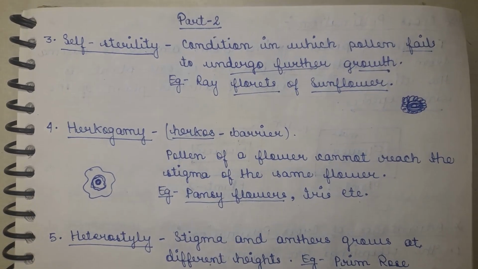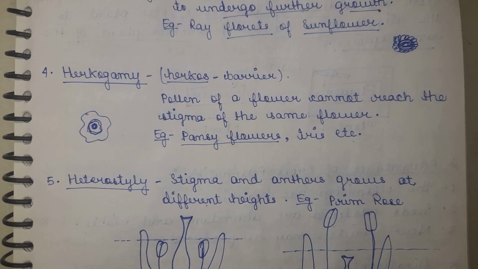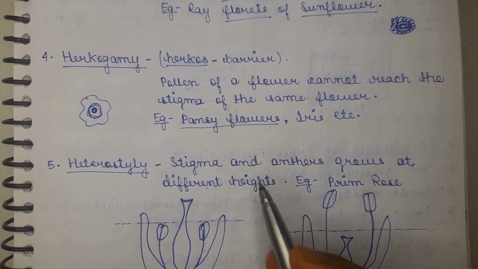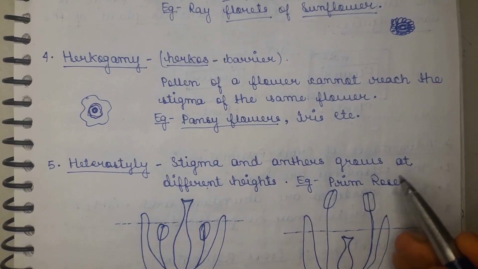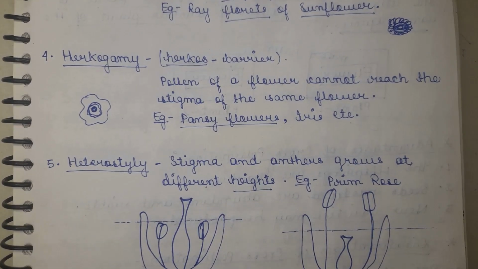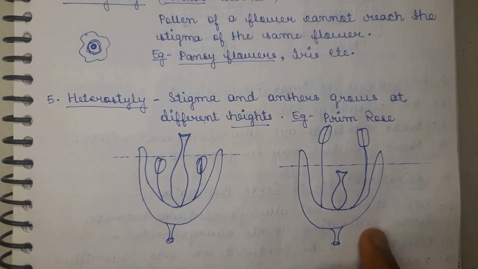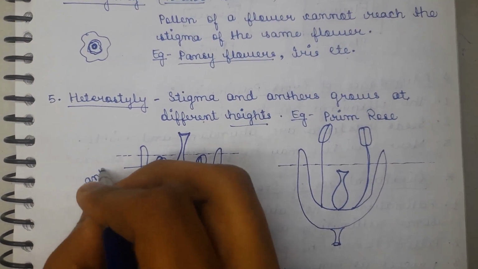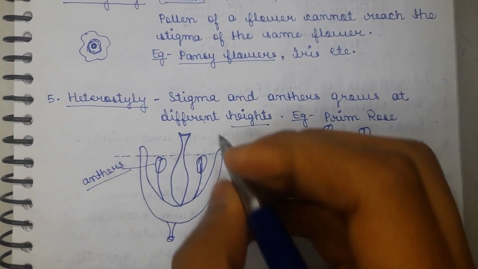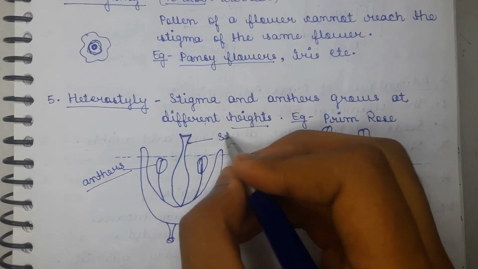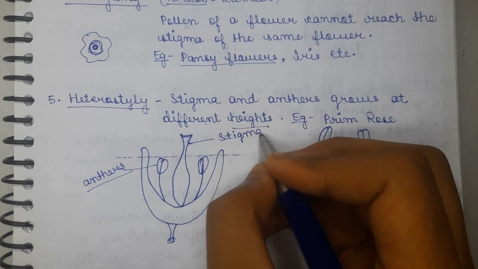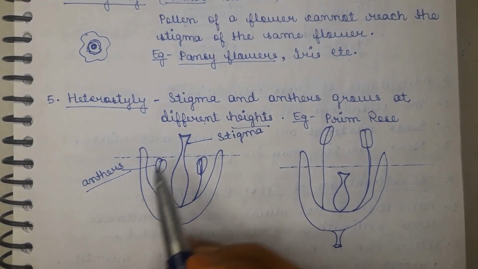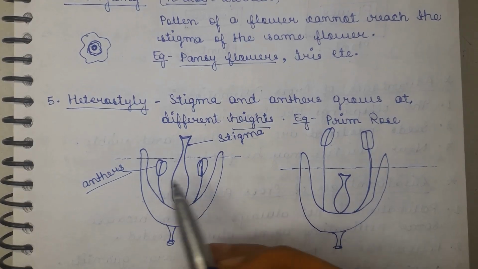Now the fifth term is heterostyly. In such flowers the stigma and the anthers grow at different heights. If you see the diagram here, these are two flowers in which this one is the anther, the male reproductive organ, and this one is the stigma. As we can see here, the anther and the stigma are at different heights.